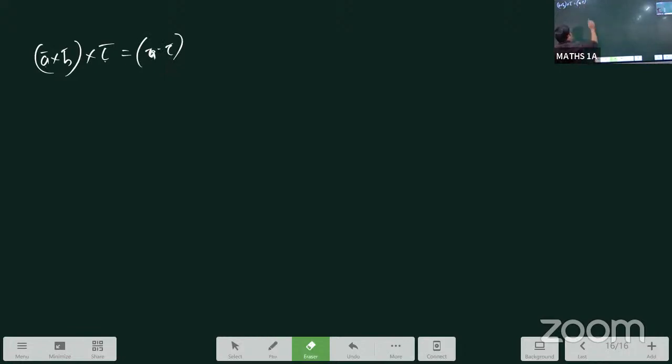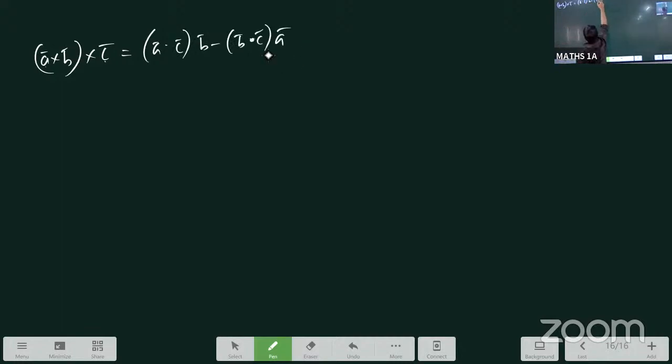A cross B cross C. Then how to write this? Again, this into this. So extreme, say you do dot product with extreme, that is the formula. That is A bar dot C bar B bar minus B bar dot C bar A bar. That is the thing.